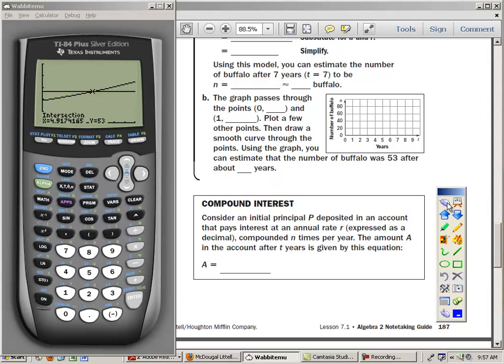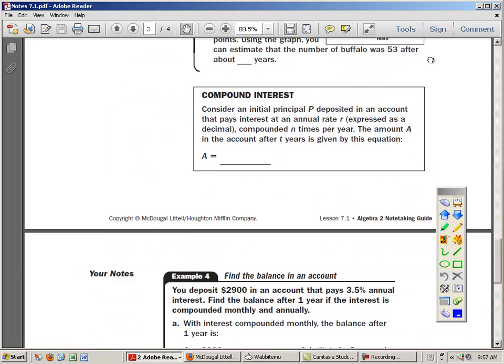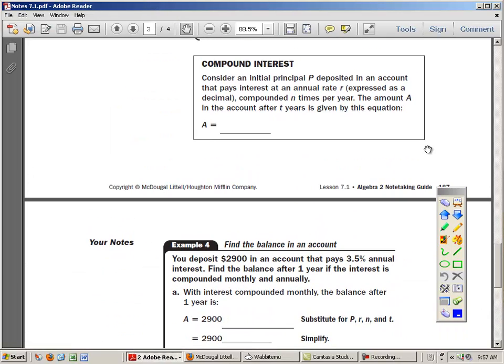All right, so going back to our notes then, let's take a look at this idea of compound interest. Compound interest is actually a very practical application of exponential growth, because compound interest says you take some initial amount of money, an initial principal P, and we deposit it into an account that pays interest. So you put your money in the bank and it pays interest. The annual percentage rate R is always expressed as a decimal. All right, and it's compounded n times per year.